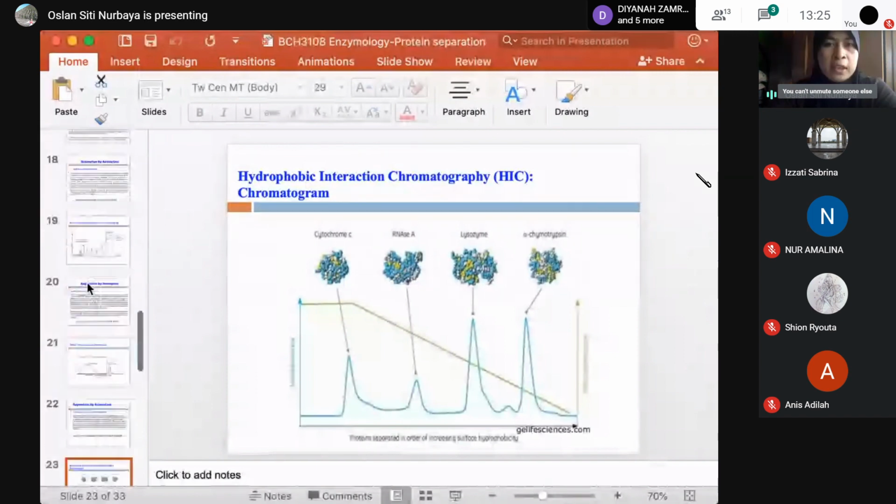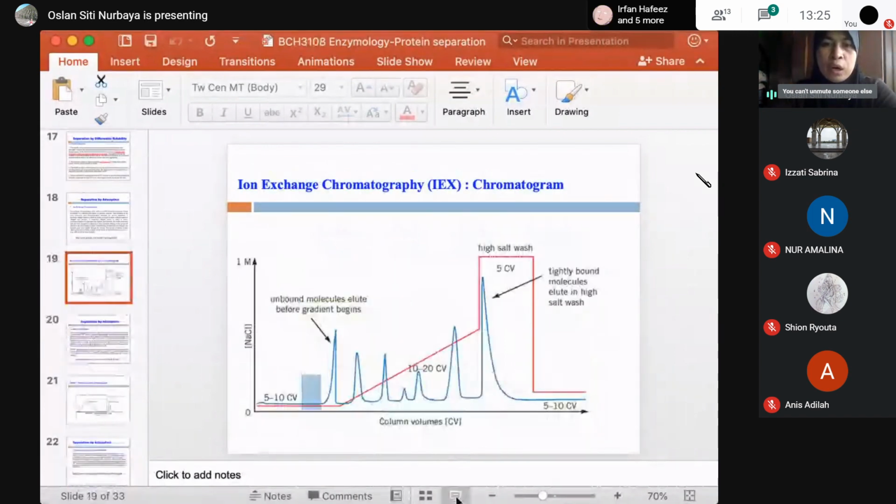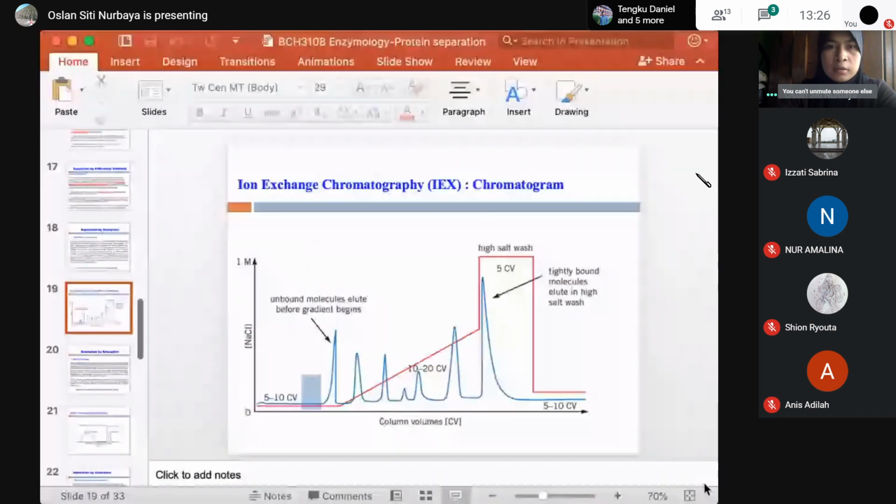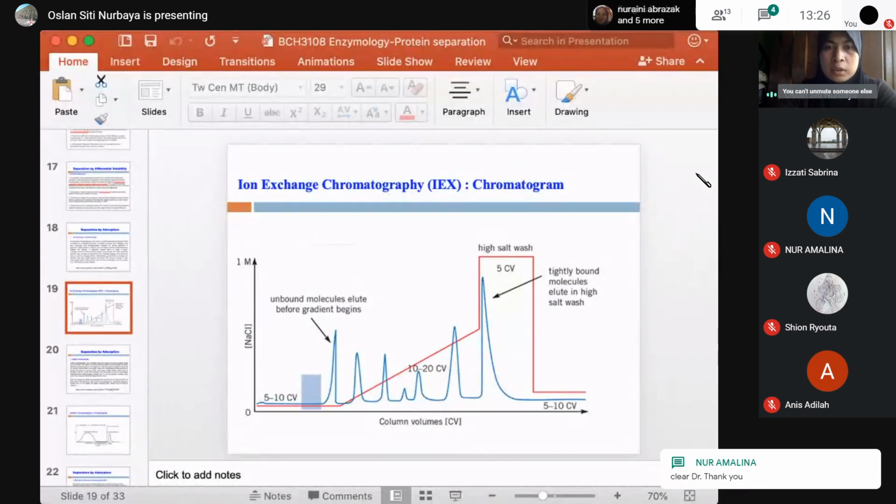Okay, so for IEX, this first peak is still in the unbound molecules. You haven't applied the elution salt yet. So the next is the first peak with the lowest salt concentration: first, second, third, fourth, fifth, sixth. So you have 6 peaks to be analyzed to find which peak represents your lipase. Okay, so is it clear? I'm going to stop sharing.